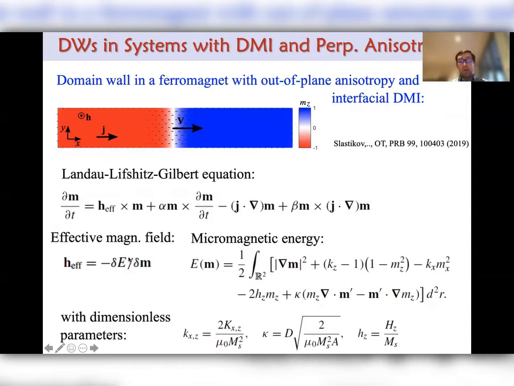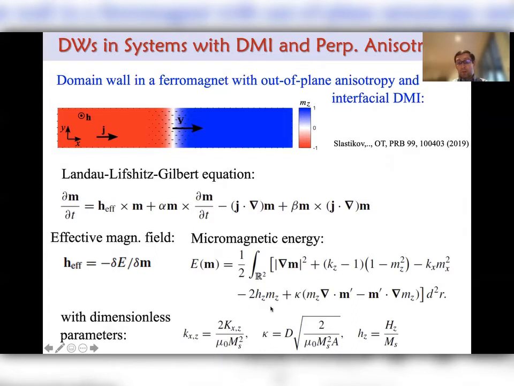We consider all typical interactions here. The first term is the exchange interaction. And then there are also two anisotropies. This one is the perpendicular or out-of-plane anisotropy. The next term is the in-plane anisotropy. Also, we have the magnetic field, the Zeeman term. And the last term here is the interfacial Dzyaloshinskii-Moriya interaction.